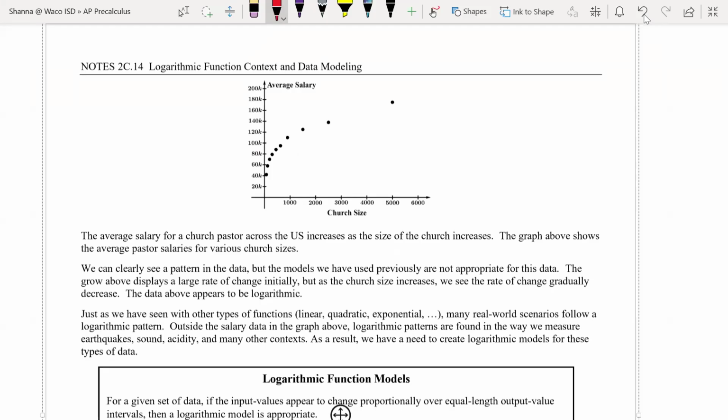So up first, you have here the average salary for a church pastor across the U.S. increases based on the church size, right? The graph shows how this changes. And as you can see, it is an exponential change. Not exponential, a logarithmic change. See the shape of it? You can follow that. We can see that it's making the shape of a log.